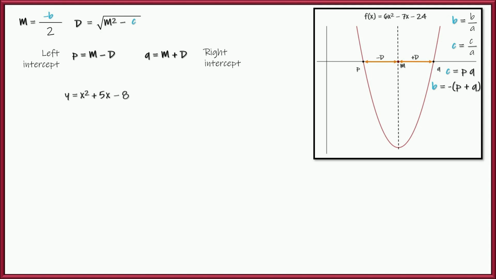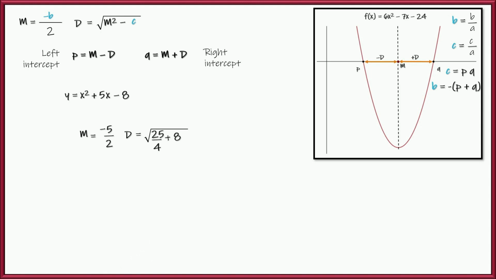y equals x squared plus 5x minus 8. All right, that's our stuff right there. So let's start off with m. m is negative b over 2. Now, since b is 5, let's just go ahead and plug that in. There's m. Now, d is the square root of m squared minus c. So m squared minus c. Well, minus c is -8, so that's going to become a positive. Minus -8 is plus 8. Now, m squared, well, that's going to be -5 over 2 squared. So -5 over 2 squared is 25 over 4. So d is going to be the square root of 25 over 4 plus 8.